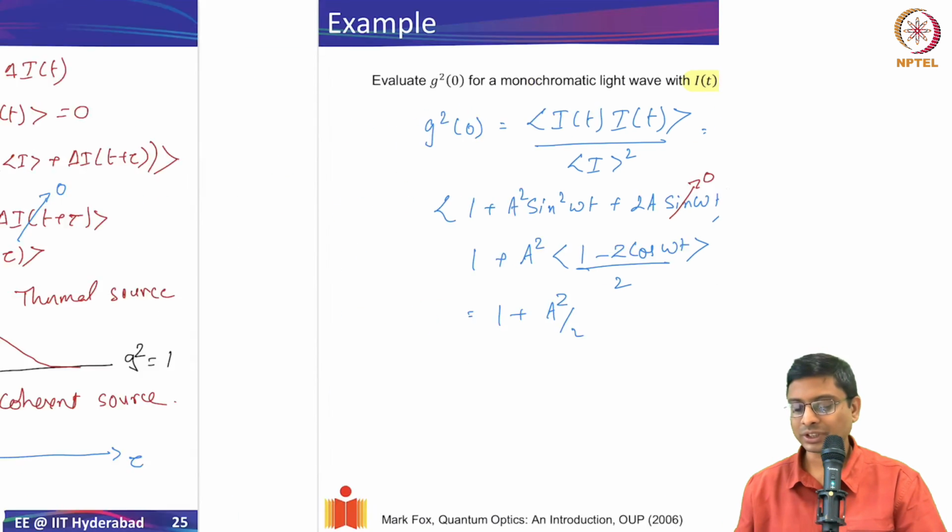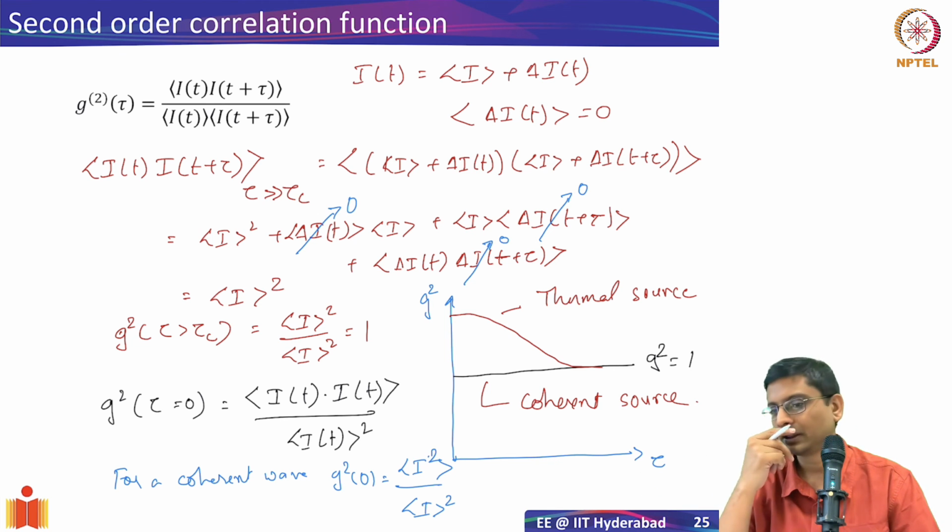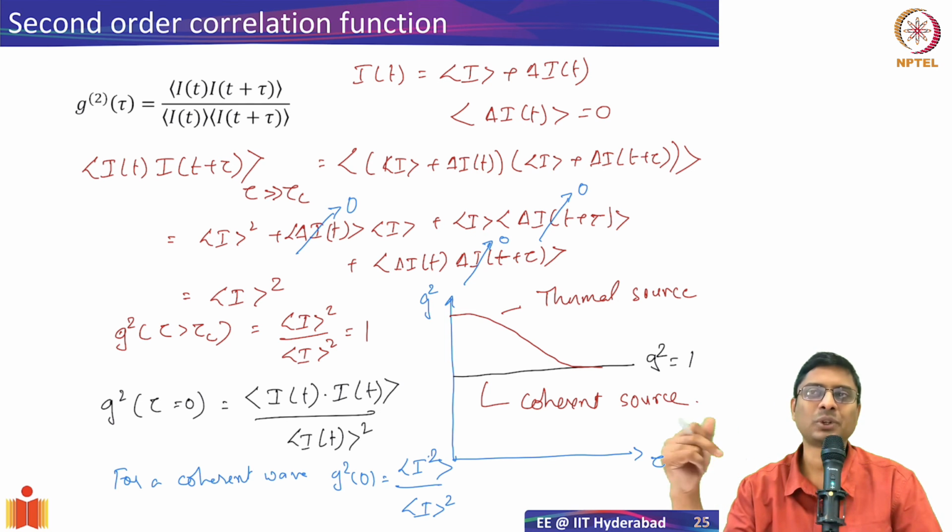So for now, I just wanted to introduce this idea of a second order correlation function, that's all. Which is simply, if you are given an intensity, it is the product of that in the numerator, and then you divide by the time averages of the individual intensities. That's a second order correlation function. Okay. So we will discuss more about what this means in the next week's lecture.